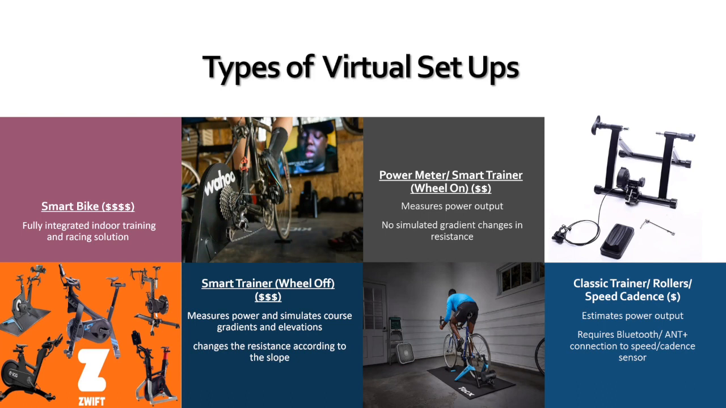So you can pedal harder, but any inclines that may come up, you will not recognize that through the wheel on. You would recognize it and could recognize it with the wheel off. The last option, which is $1 sign, is the cheapest.